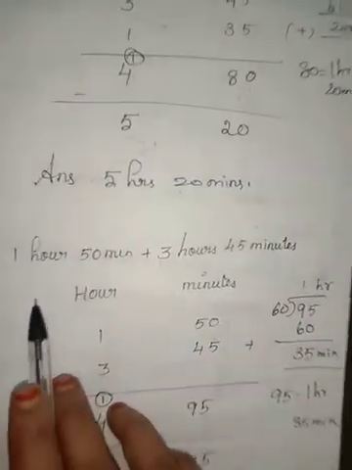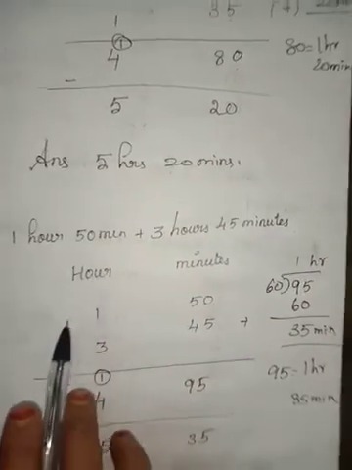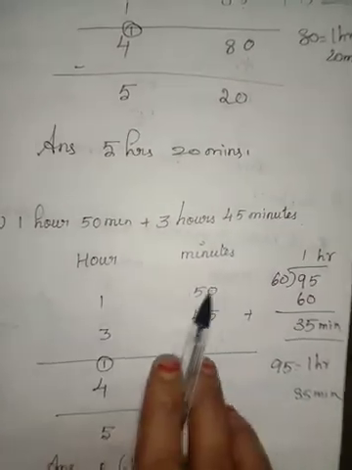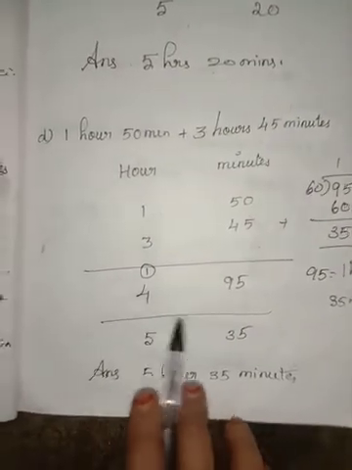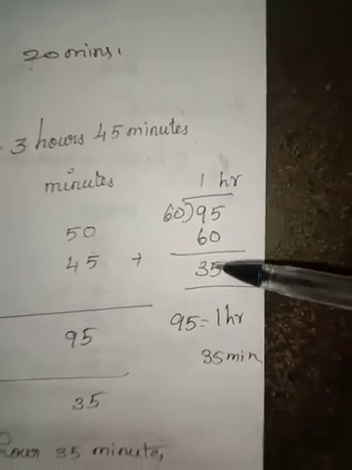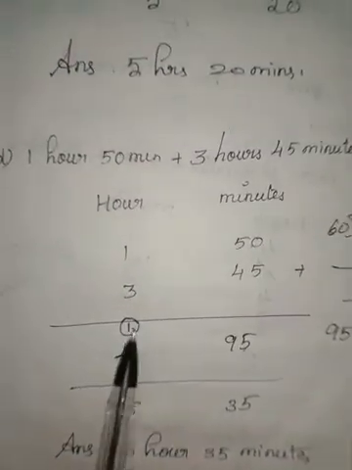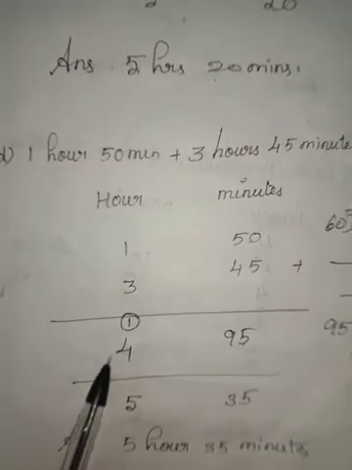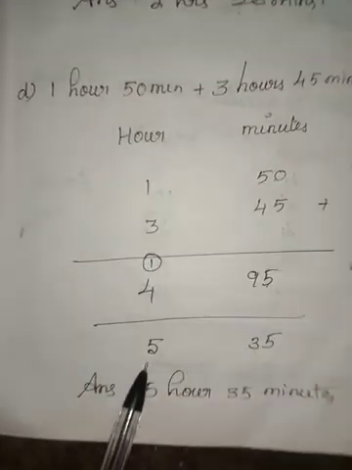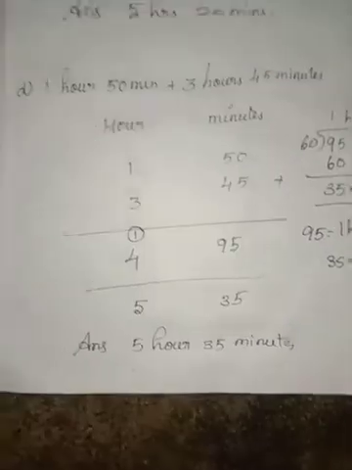Then 1 hour 50 minutes and 3 hours 45 minutes. So we have to add 1 hour 50 minutes and 3 hours 40 minutes. We get 4 hours 95 minutes. The 95 is converted as 1 hour 35 minutes. The minutes can be written in the minutes column, and we have to add the 1 to 4. So the answer is 5. So the answer will become 5 hours 35 minutes.